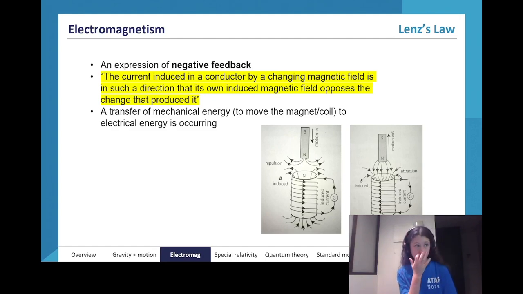Now, the actual reason this happened is obviously not because the current is being petty. It's actually due to the law of conservation of energy. So, I'll explain this in the context of the solenoid, which we have here. So, here we have our solenoid, and as you can see, the magnet is moving in.